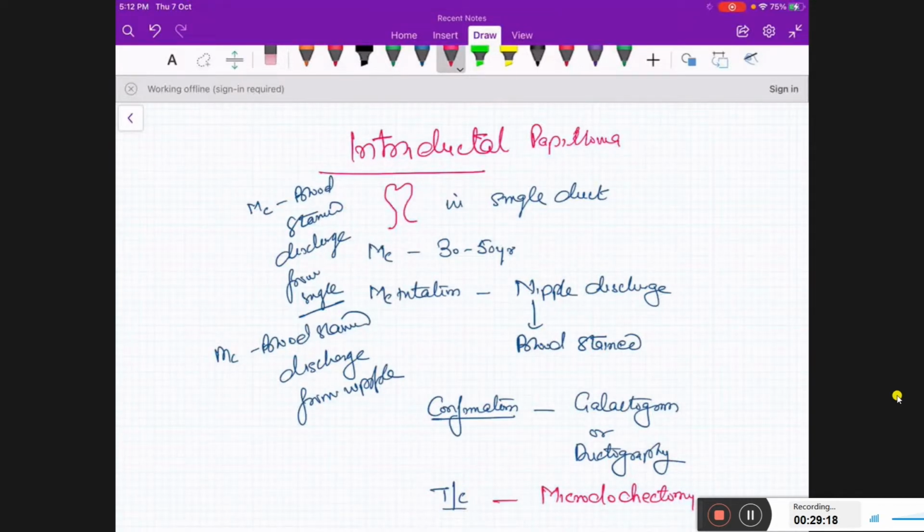Intraductal papilloma, most common age of presentation. अब मैं सुनाऊंगा. Most common age of presentation 30 to 50 years. Most common presentation nipple discharge. Most common discharge from nipple.